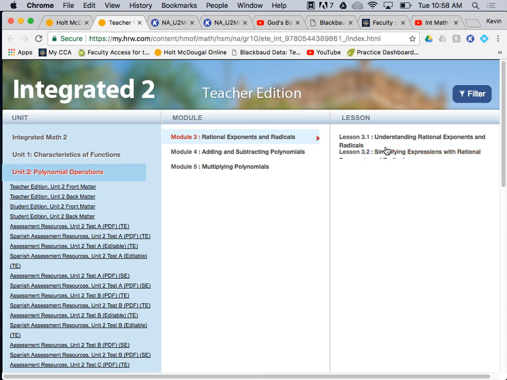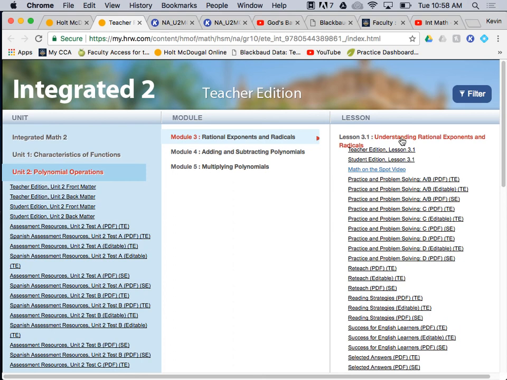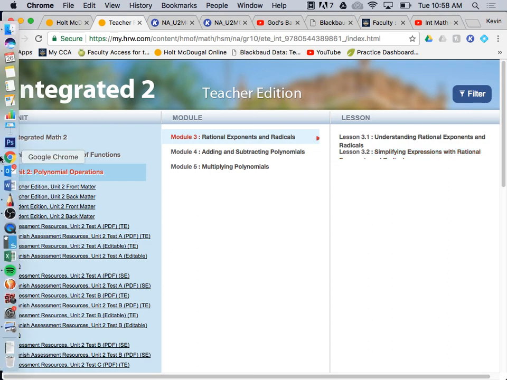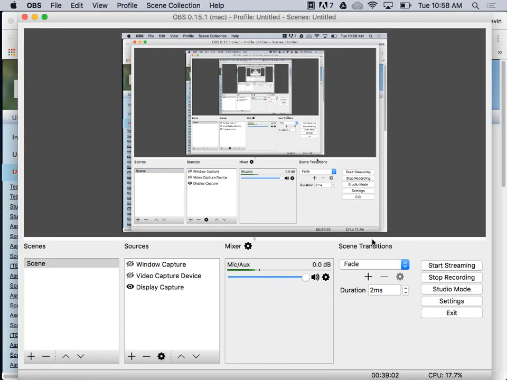3.2 and 3.1. Understanding rational exponents and radicals are a part of 3.2 anyway, so you can expect most of the quiz is going to be on what you just went over. We taught the lesson, you had the homework, now we went over the homework. We're going to have a quiz next class. Help class is today after school.